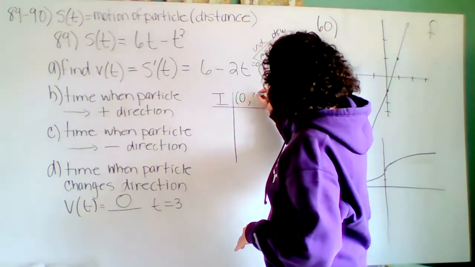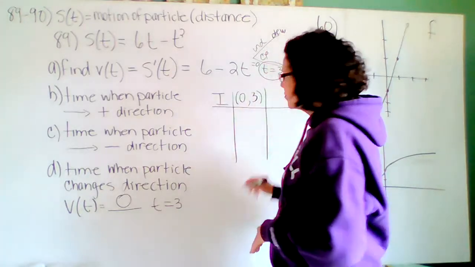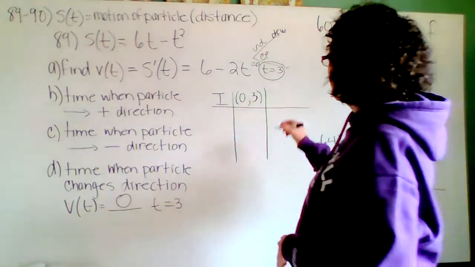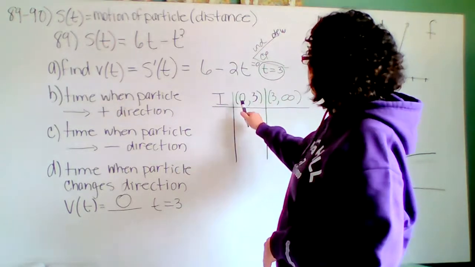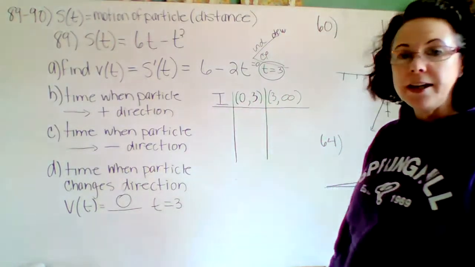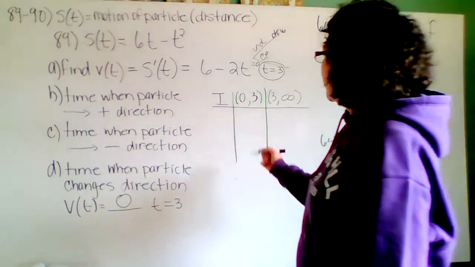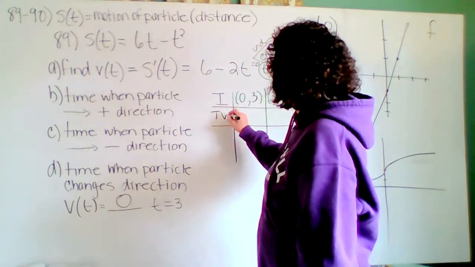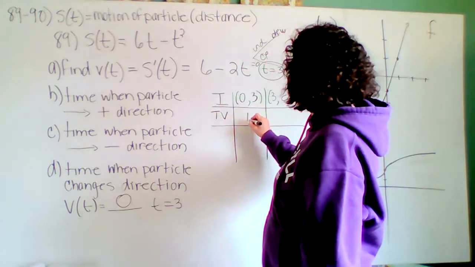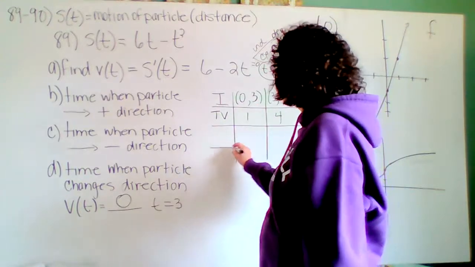So you probably didn't recognize this as a first derivative chart problem, but it really is. And so my only critical point was 3. So 0 to 3 and then 3 to infinity, because it's time, and that is the domain that makes sense for time. Let's do a test value. Let's do a 1 and let's do a 4.